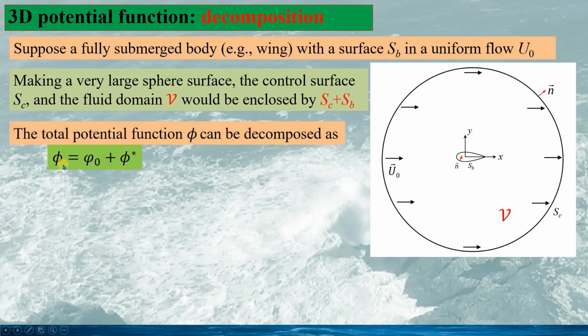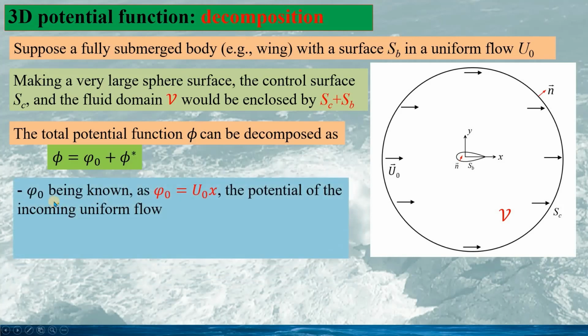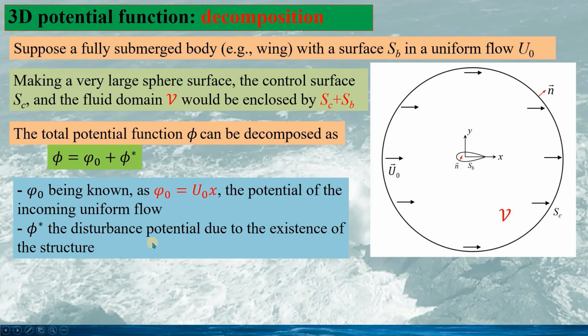Here, the potential function phi would be decomposed as phi0 plus phi star. Here, phi0 is a known potential function for the uniform flow. So we can take phi0 equaling to u0 x if u0 is in the x direction. And phi star is the disturbance potential due to the existence of the structure. So it would generate a disturbance potential phi star.